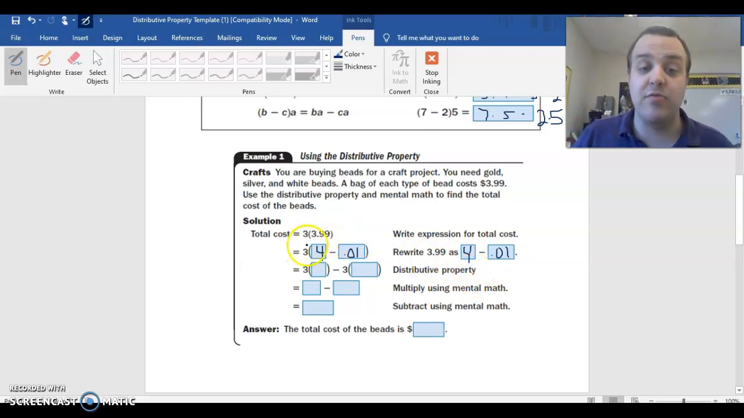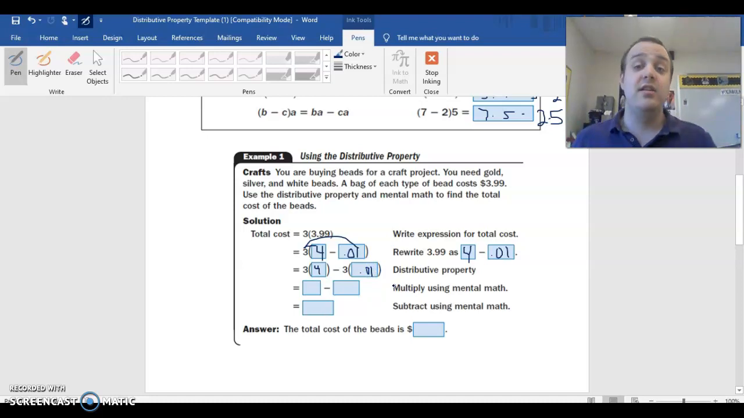So what I now can do is draw my double rainbow, 3 times 4, 3 times the 0.01, and write that down here, 3 times 4, minus 3 times the 0.01. And then I can go ahead and do that multiplication in my head. I probably don't need a calculator. I probably don't need to sit there and estimate to figure it out. I can figure it out.